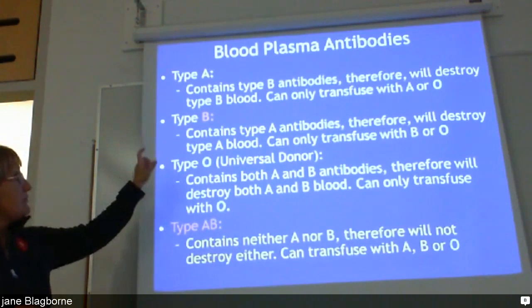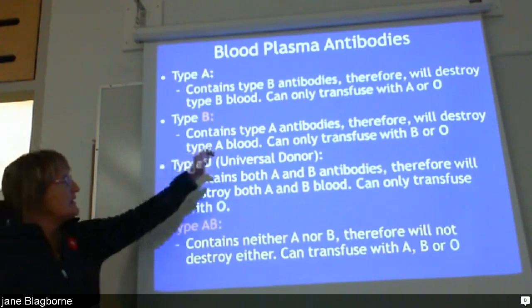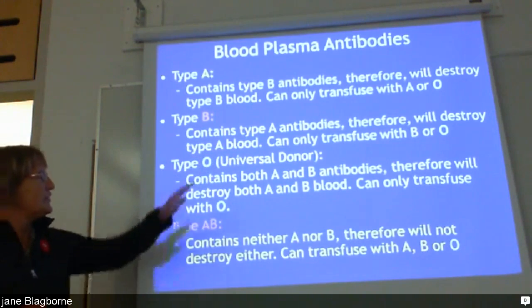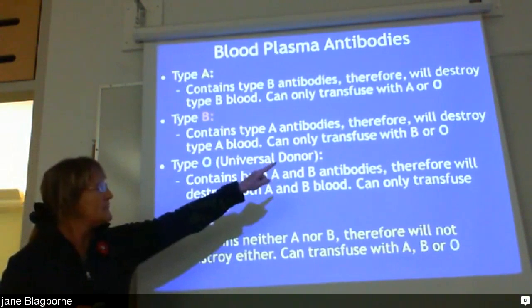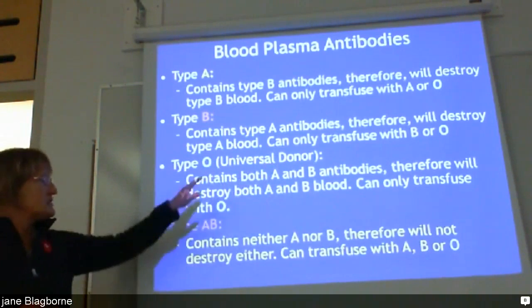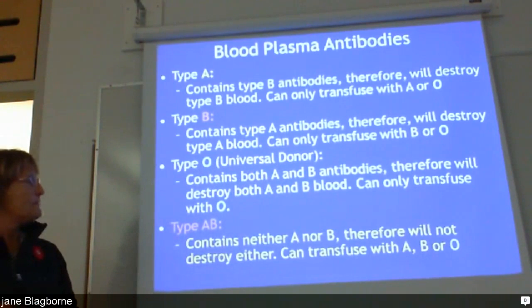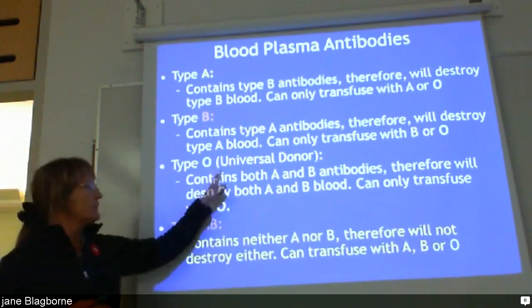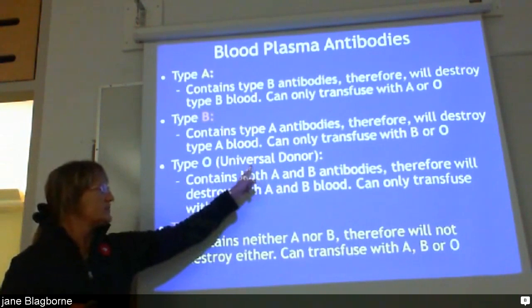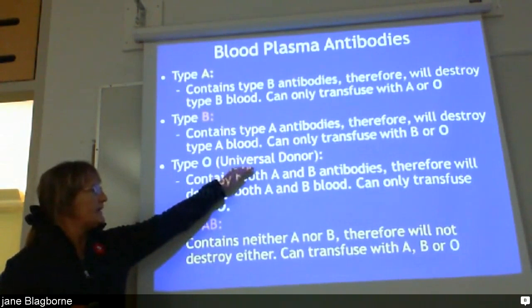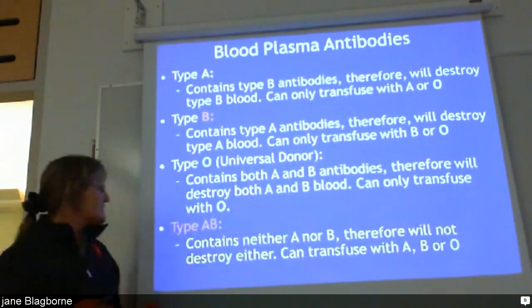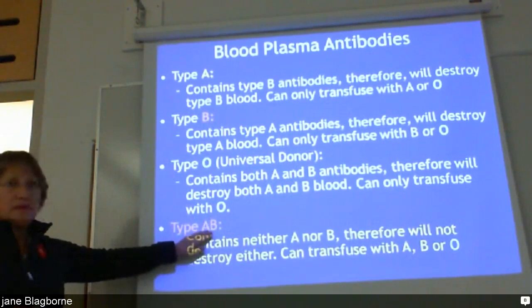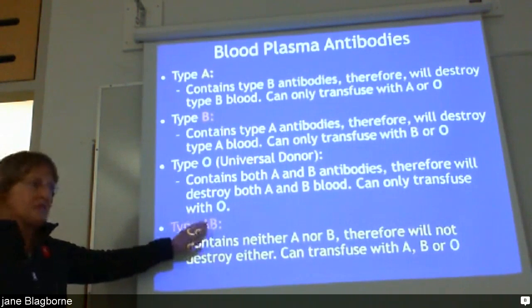So again, it continues on with B. B antigen contains A antibodies. Therefore, it will destroy type A blood. And they can only use B or O, which is the universal donor, to transfuse. So the universal donor, and I just want to bring your attention to this, universal, the donor part, because AB is a universal recipient, not a donor.